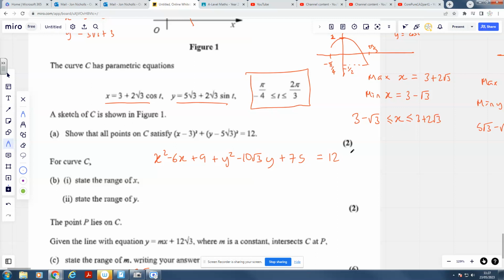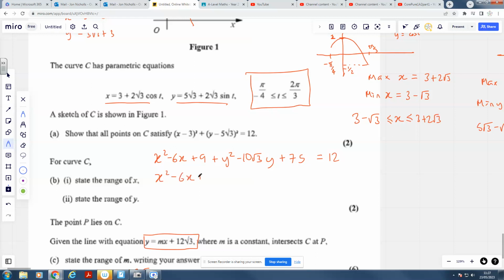Right. This is good. Let me just check something. 5 root 3 squared. Yeah, it is. I thought it was 75. Okay, so what am I going to do now? I'm going to plug in my y equals mx plus 12 root 3. And then I'm going to try and ensure that it's definitely got a repeated root.